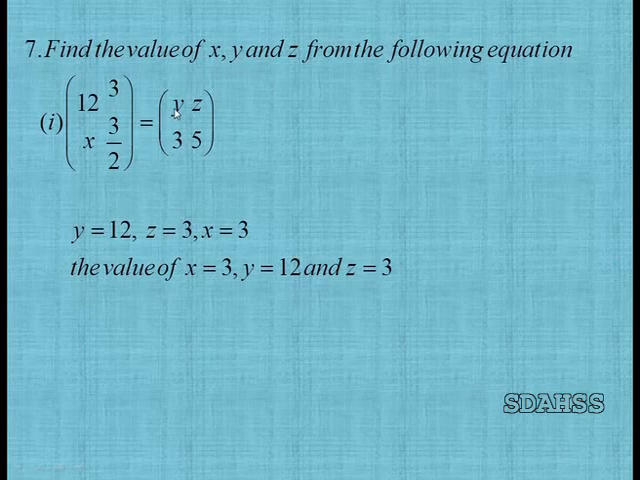So we can write y is equal to 12. z is equal to 3. And x is equal to 3. So the value of x is equal to 3, y is equal to 12 and z equal to 3. Here the matrices are equal and the corresponding elements are equal. So you keep it in mind.